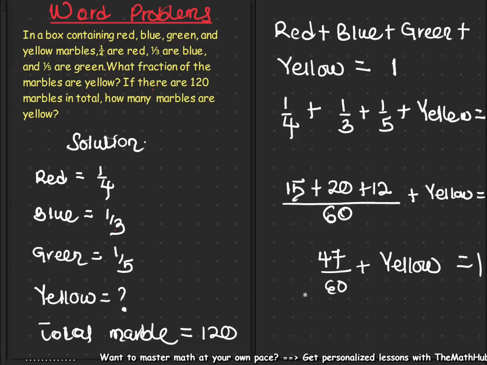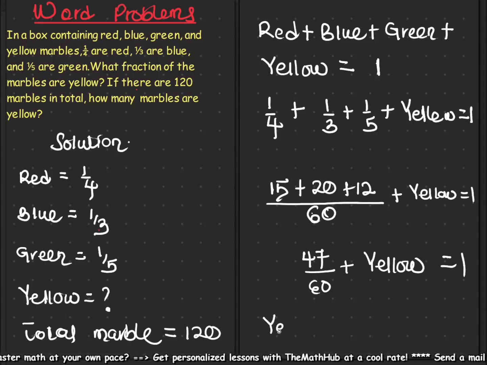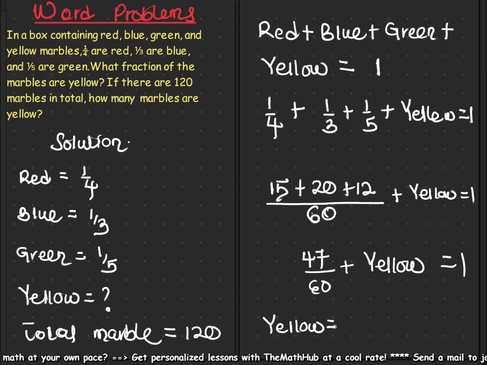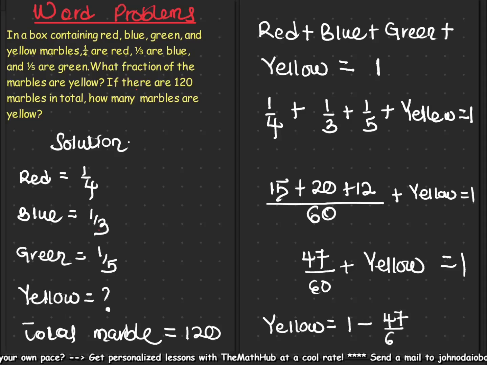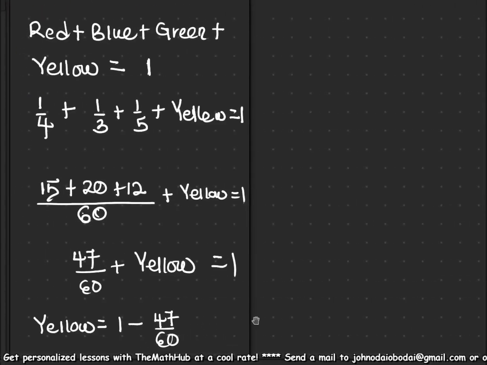So at this stage now, we make yellow the subject. I think the full screen isn't showing, so let me just push this here a little. So we are making yellow the subject. Making yellow the subject, we have yellow is equal to 1 minus 47 over 60. Yellow is equal to 1 minus 47 over 60. This is also subtraction of fractions. So let's copy that.